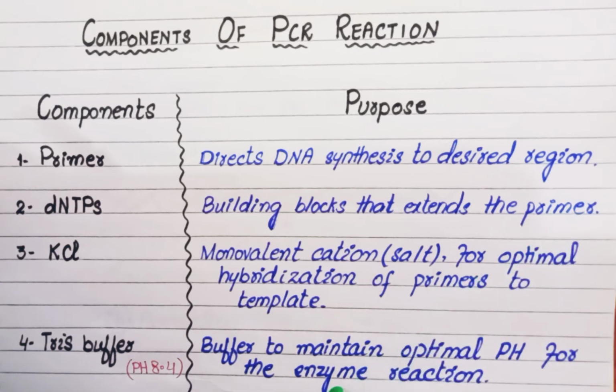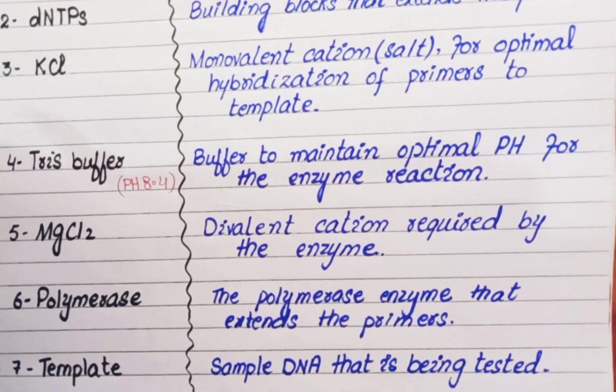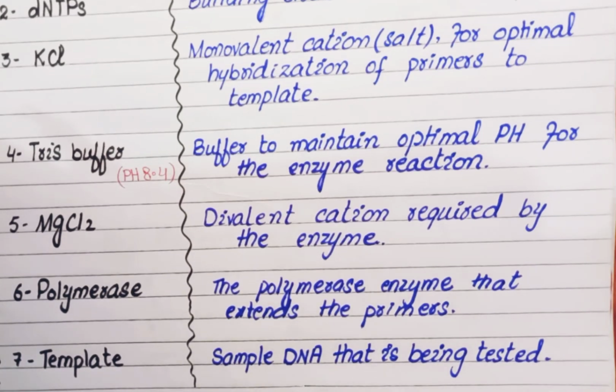Third we have potassium chloride, which is a monovalent cation or a salt. What is the purpose of potassium chloride? It is for optimal hybridization of primers to the template. Next we have the Tris buffer that has a pH of about 8.4. And what is the purpose of Tris buffer? This buffer is used to maintain the optimal pH for the enzyme reaction. Next we have magnesium chloride, which is basically a divalent cation. What is the purpose of the divalent cation? It is required by the enzyme.